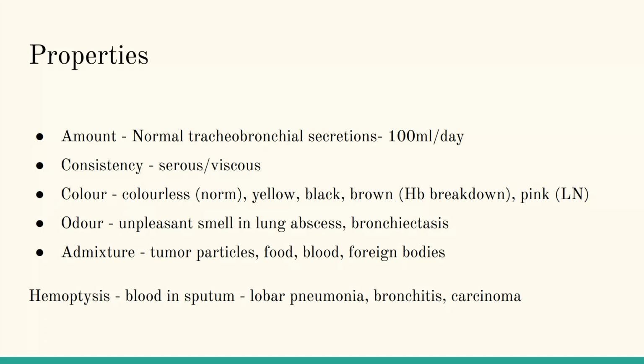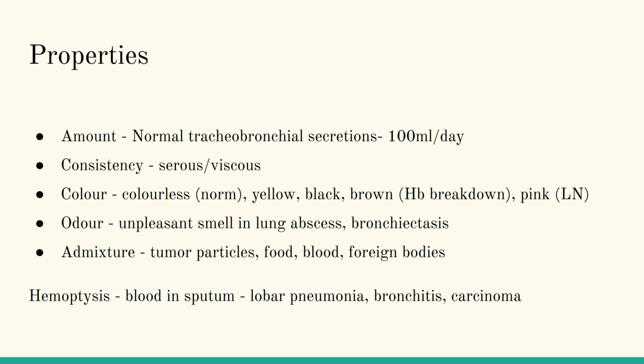Moving on to sputum. So these are the 5 properties of sputum. The first one is the amount, which should be about 100 millimeters per day. And the consistency should be either serous or viscous. The norm would be serous. Color is normally colorless, or it can be pink. Pink frothy sputum can be found in lobar pneumonia, and brown sputum can be found in breakdown.